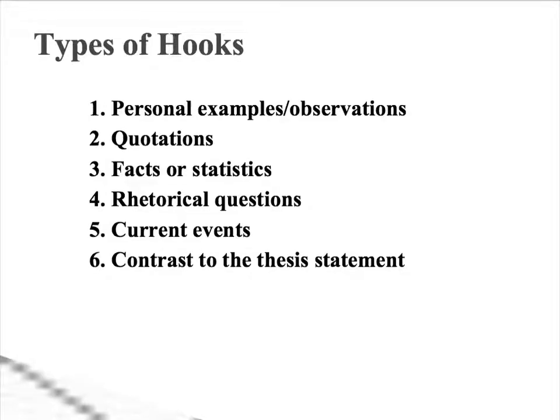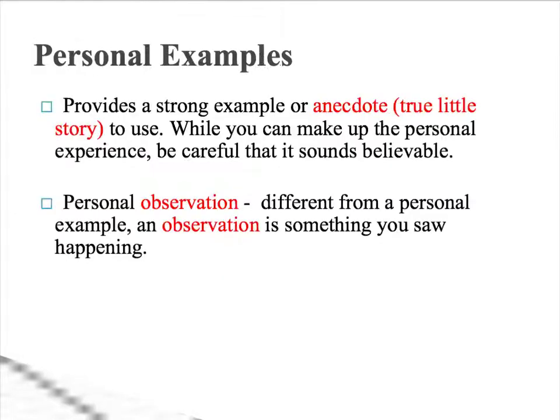Okay, so what kind of hooks are there? There's actually 6 types of hooks. Personal examples or observations, otherwise sometimes called anecdotes. Quotations, facts or statistics. Questions that you may answer throughout the essay. Current events. And using a contrast to the thesis statement.